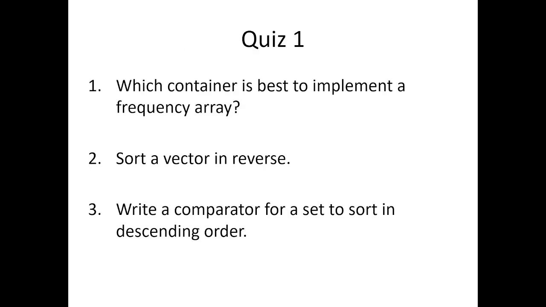So, which container is best to implement a frequency array? Maps. We had used that for that, right? And we have also seen this to sort a vector in reverse. We'll just use reverse and pass in the range as parameters. And then we have to write a comparator for a set to sort in descending order. How will we do that?